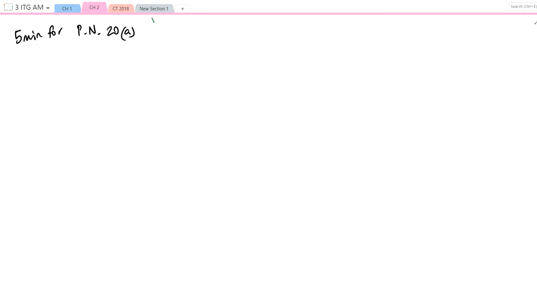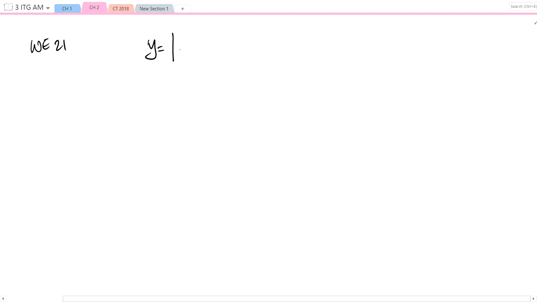The next type of modulus graphs that we need to consider in our syllabus will be when f(x) is quadratic. So this is found on textbook page 75. For example, work example 21. Sketch the graph of y equals modulus of x squared plus 2x minus 3. First, recognize that this over here is quadratic. It is of the form ax squared plus bx plus c.